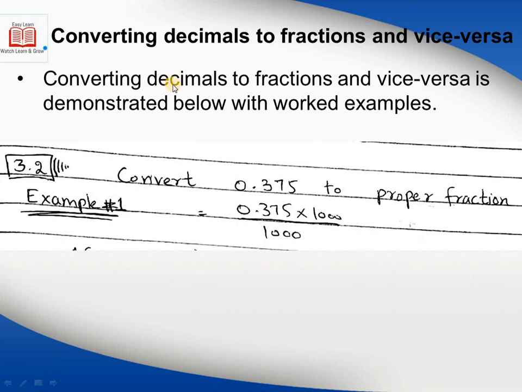First of all, converting decimals to a fraction, this is a very simple case. This is a decimal number, 0.375, and we are going to convert it to a proper fraction. Let's suppose there is a 5.375, then 5 is a complete integer and 375 is the fractional portion. We will always separate the fractional portion from the complete integer.